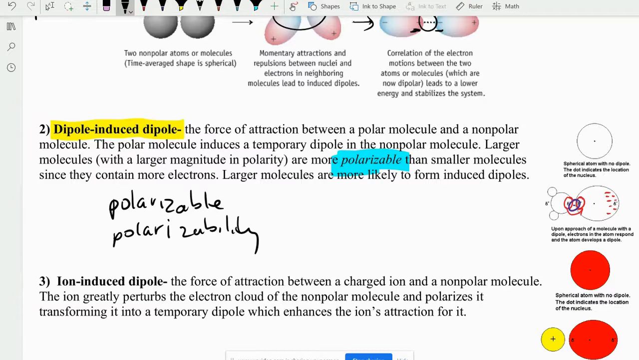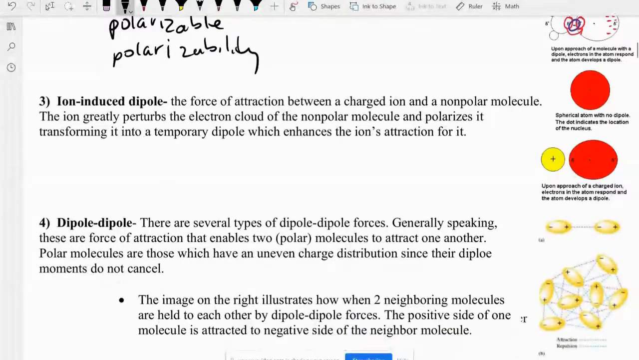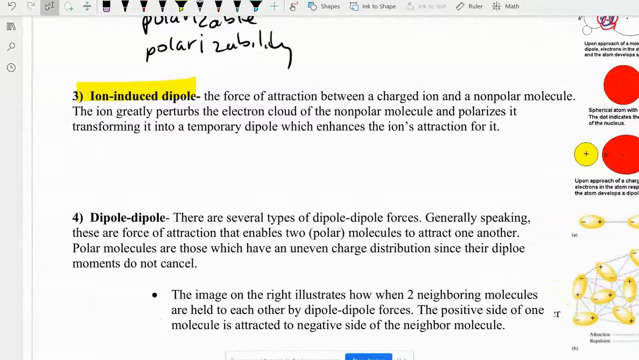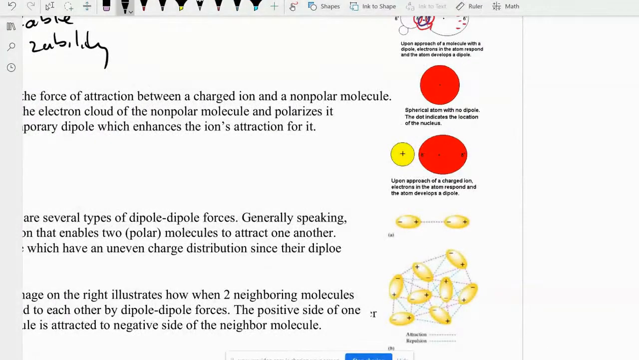All right, the third type of intermolecular force is called an ion-induced dipole. Again, let's go over here to the image. And each of these definitions I'm speaking on, I'm not necessarily reading them verbatim, but you can go back and read exactly what I wrote here. But if you go over here to the side, I'll go ahead and circle it. This image here is an example of an ion-induced dipole.